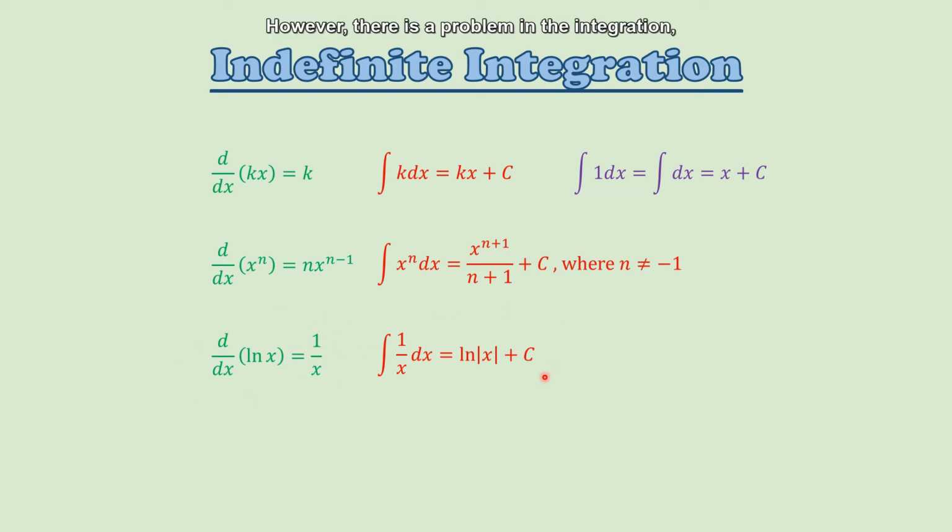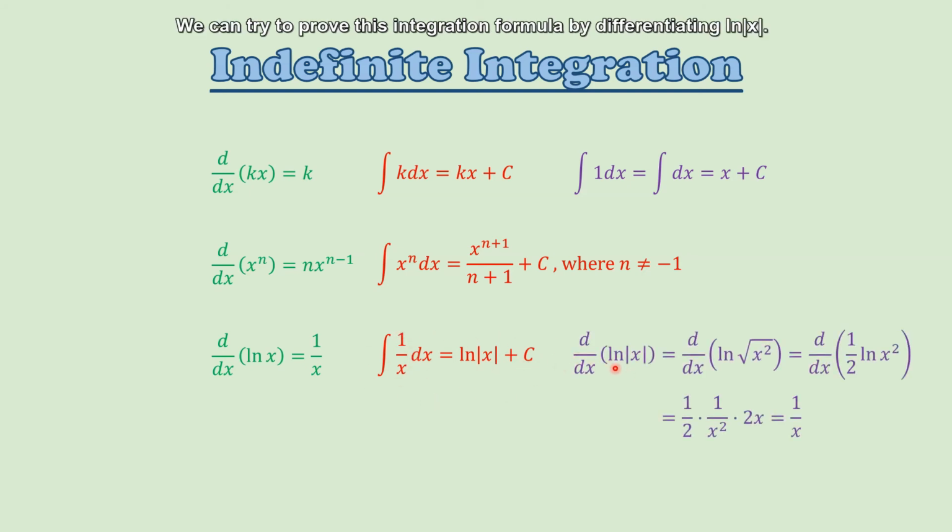However, there is a problem in the integration because the domain of this integration is all non-zero x, but log x cannot handle all non-zero x, so we should add an absolute value so that this natural log can handle all non-zero x. Even though we have an absolute value here, the result of differentiating this is still 1 over x. We can try to prove this integration formula by differentiating log absolute x. By differentiating this, we can consider absolute x as the square root of x squared. Therefore, we can get that the derivative is still 1 over x.